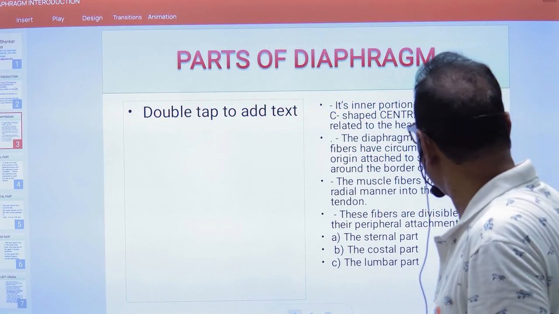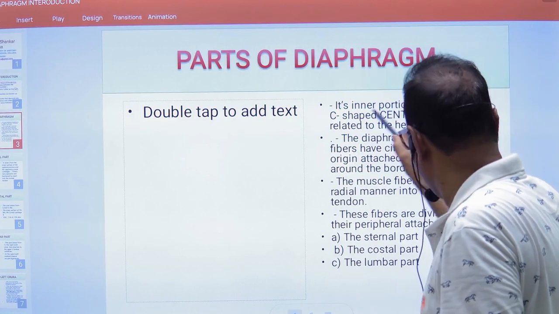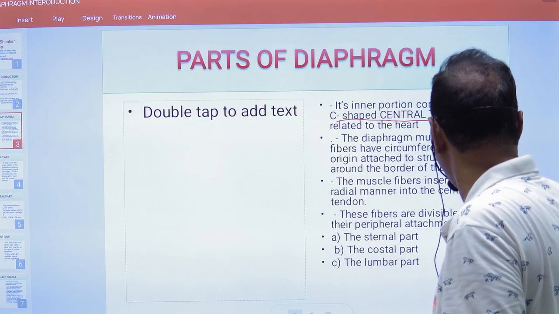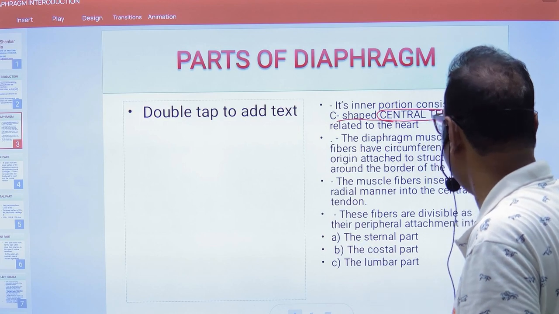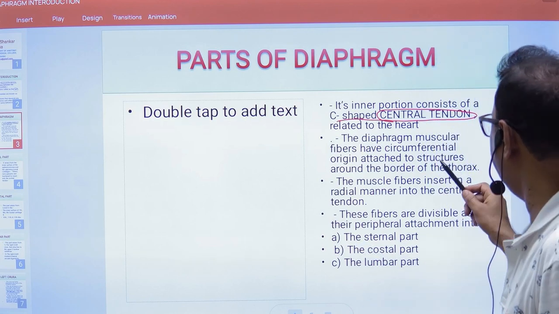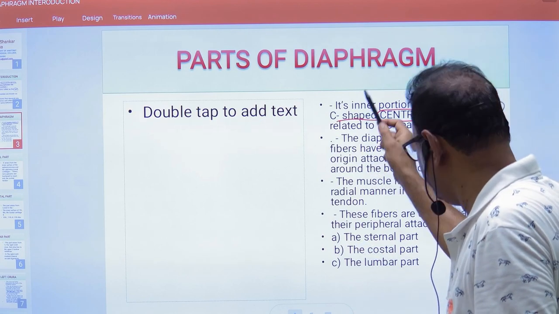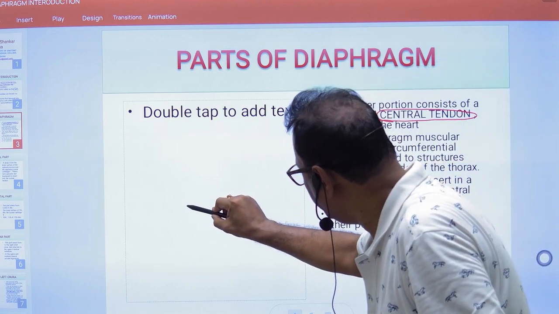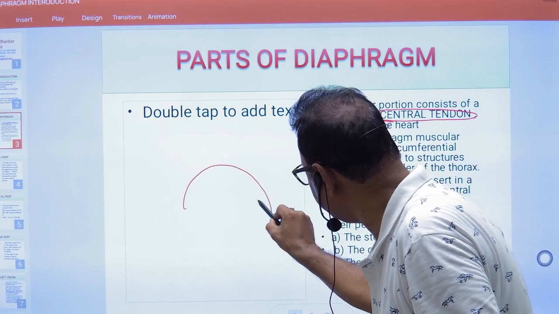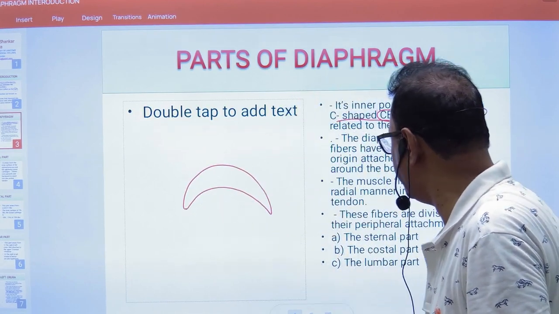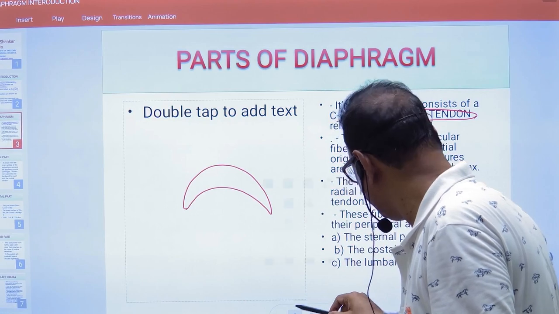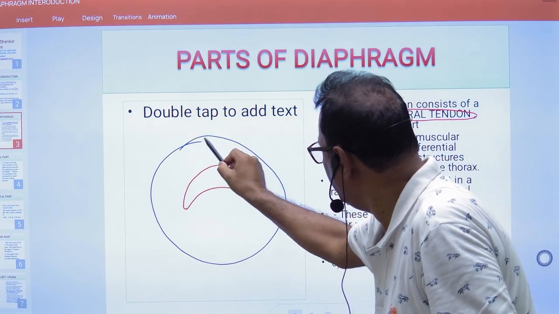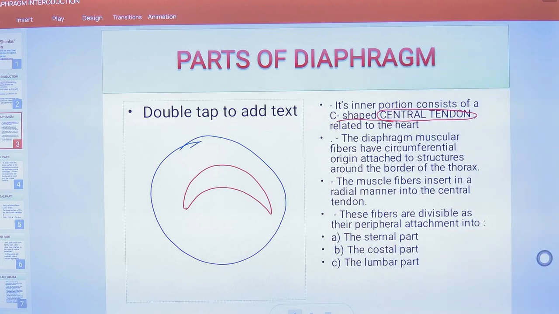Now, the inner portion of this diaphragm is a C-shaped central tendon. It has a C-shaped central tendon, and upon this tendon the circumferentially arranged muscles attach. That means if it is a C-shaped structure like this, the muscles arise from the periphery of the diaphragm.